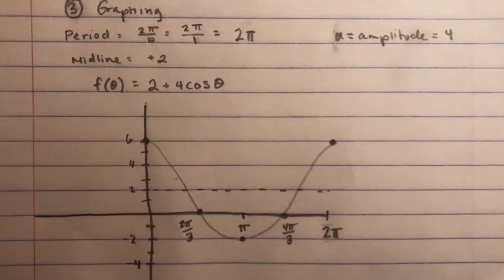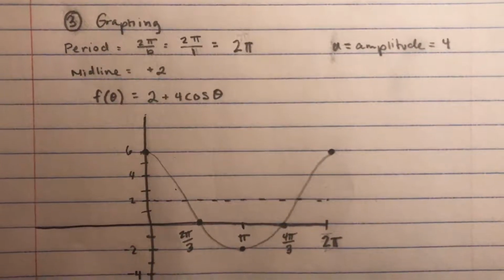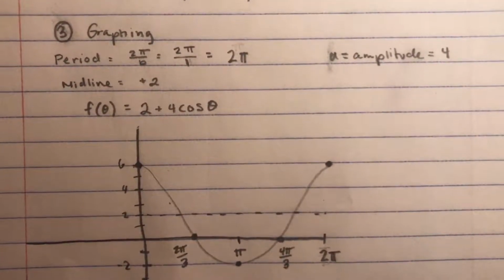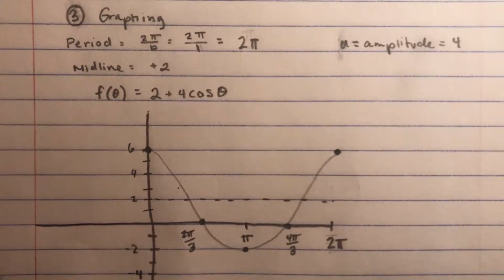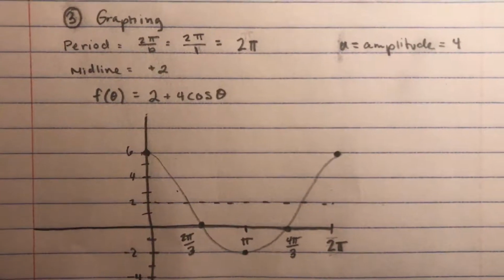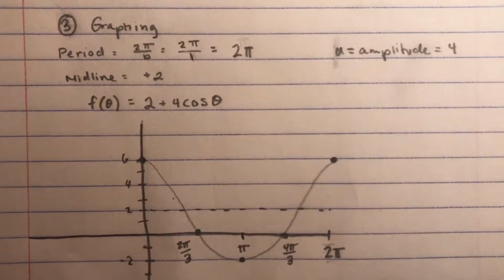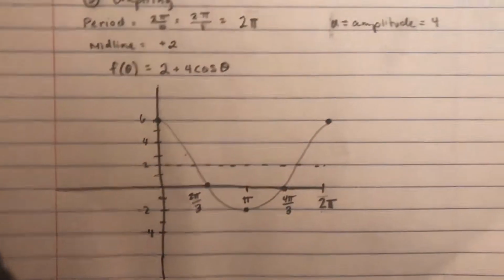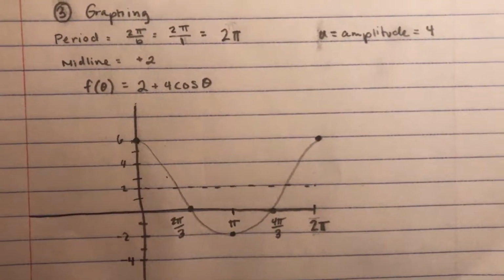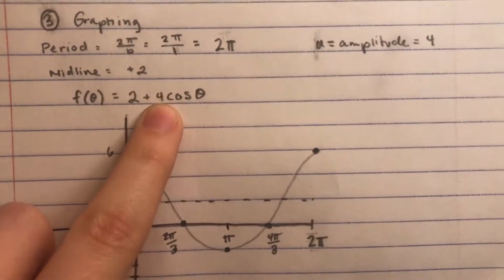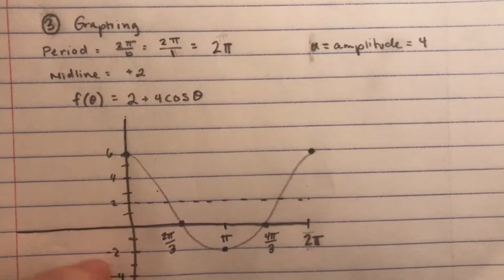And then graphing the function is just going to be like graphing any other graph of cosine, essentially. So our period is going to be 2 pi because we know that the period is equal to 2 pi over b. And for b, we just have 1. So it's just going to be a regular period of 2 pi. And then our amplitude, or a, is right here, and that's going to be equal to 4.